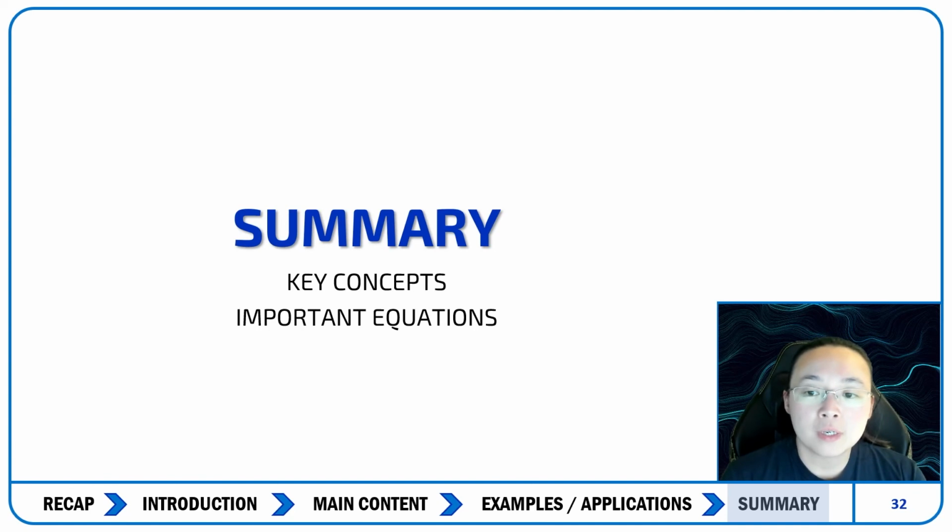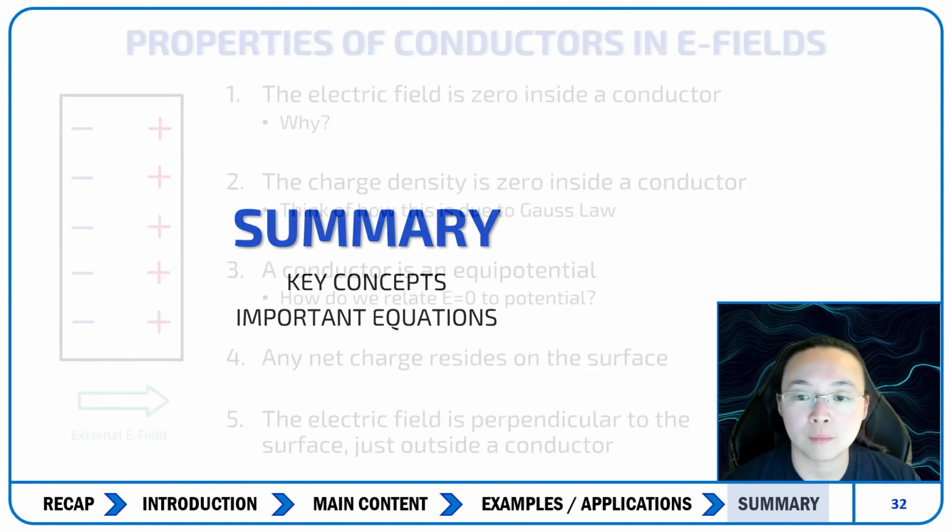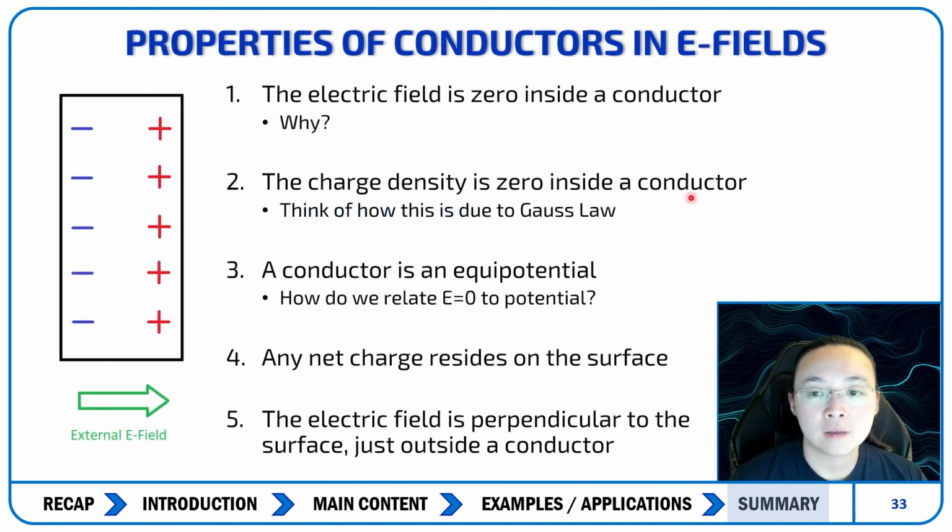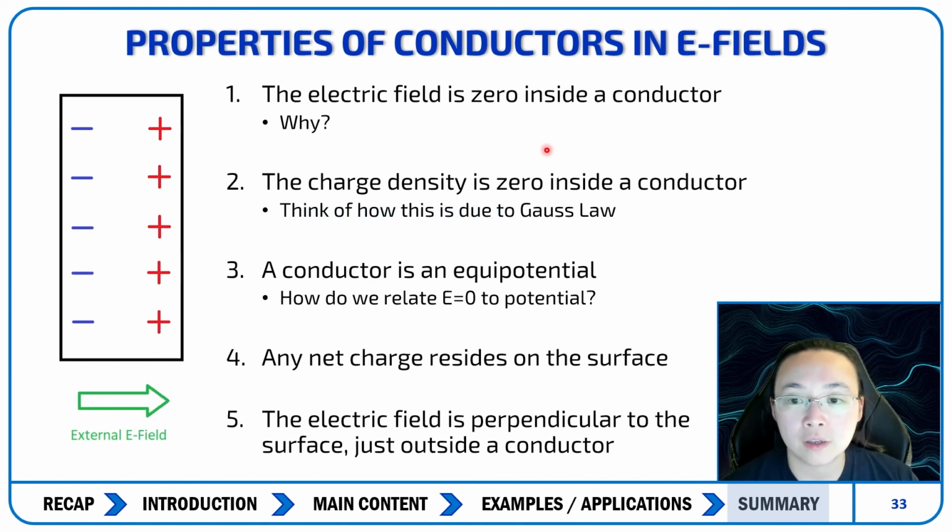Okay, so for a summary, I just want to go through some key concepts and important equations. Like I said, there weren't too many problems here except visual ones. So my focus is on you being able to understand the properties of conductors in electric fields, know why these 5 properties exist based off of a simple diagram.